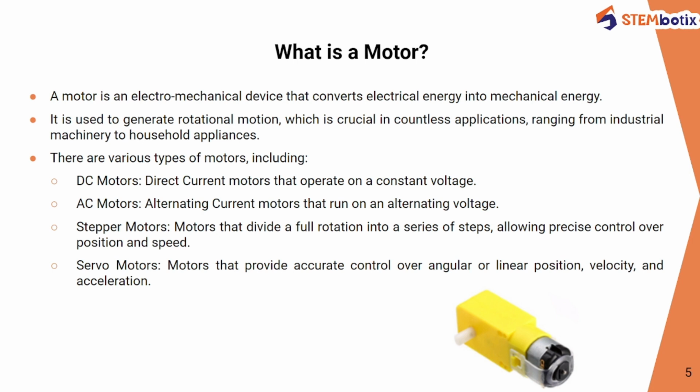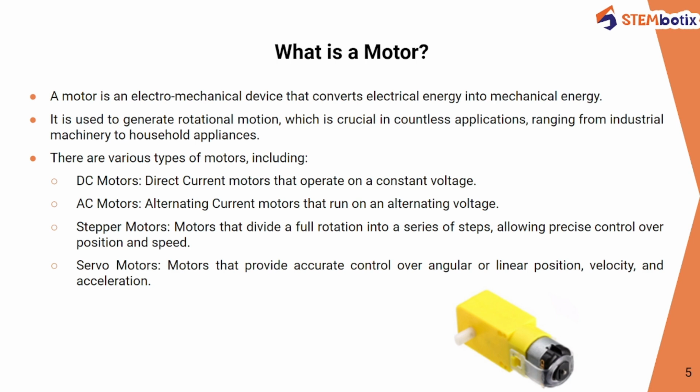There are various types of motors, including DC motors, meaning direct current motors, that operate on a constant voltage. Second is AC motors, which operate on alternating voltage. The third one is stepper motors. The motors that divide a full rotation into a series of steps, allowing precise control over position and speed, are known as stepper motors.